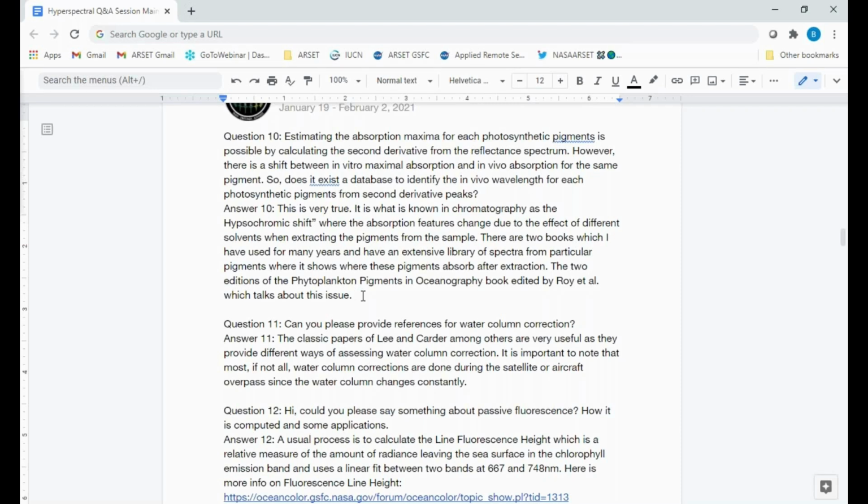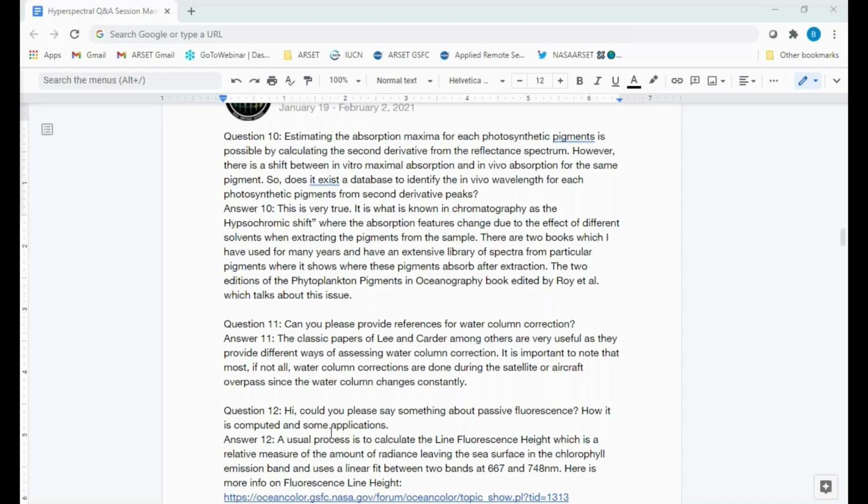There are two books that I highly recommend if you can get a hand on them, which I've used over many years, and it's one of those that I always refer to, particularly when analyzing HPLC, high performance liquid chromatography data, or reflectance data from the field in particular. Those two books have an extensive library of spectra from particular pigments.